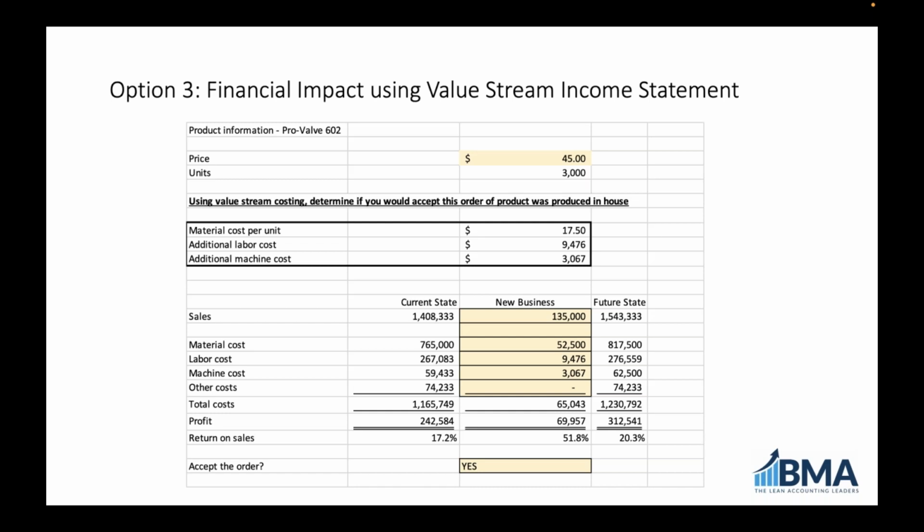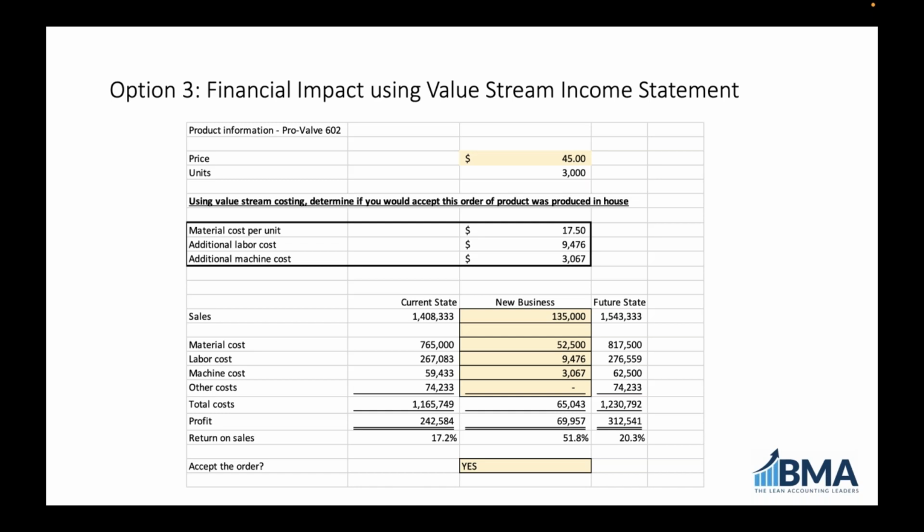There's more material, 52,500. There's more labor, 9,476. There's more machine costs, 3,067. And when you add the numbers up to get to the future state, you see that even with having to hire people and buy a machine, the return on sales, 312,541, is still greater than 15%. So would you accept this order and make it in-house?